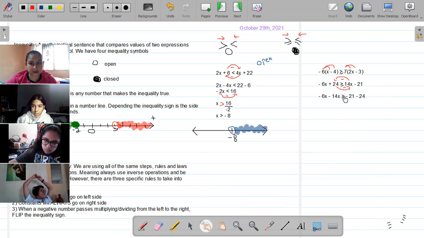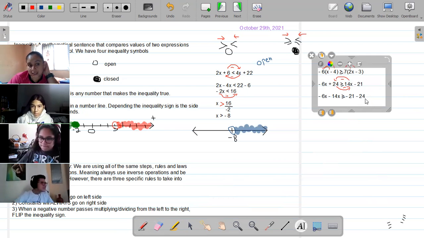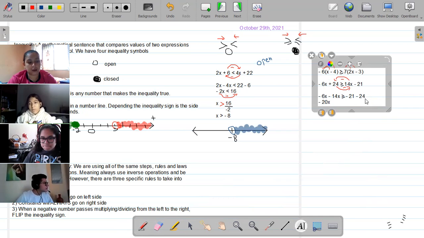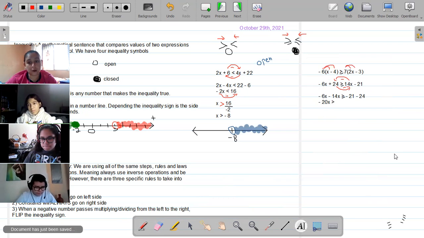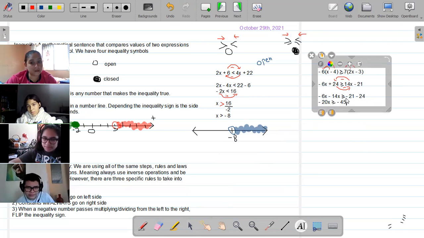And we're going to simplify this before we can continue. -6x minus 14x, how much is that? Negative 20x, very good. Greater than or equal, -21 minus 24, how much is that? Negative 45. Because both of them are negative, so we add and we keep the sign, so -45.